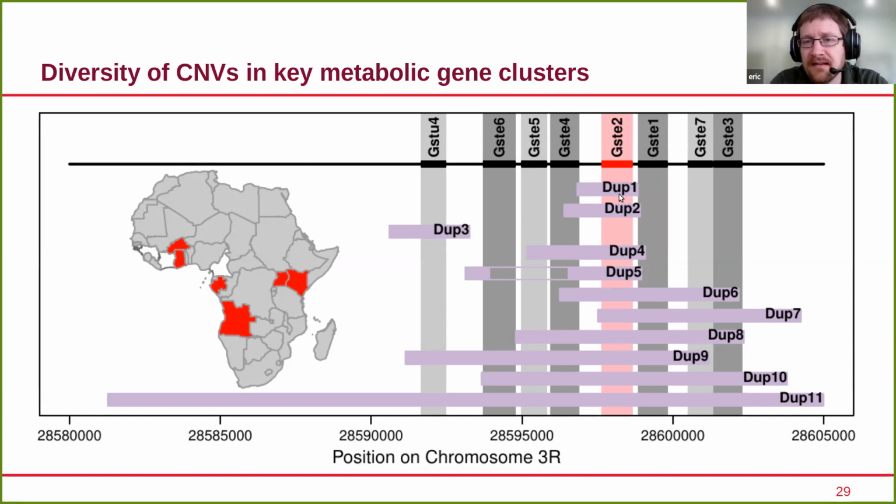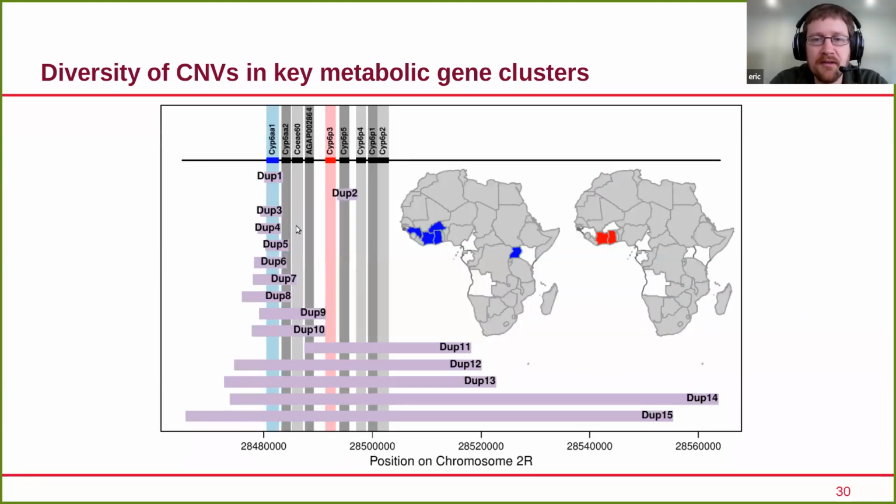And you can see that 10 out of the 11 CNVs all cover GST2, which is not something you can say about any of the other genes in the cluster. So we again have a real concentration of CNVs in this gene most strongly associated with resistance. And we found the same thing in other clusters. So this is the CYP6P, CYP6AA cluster. And this is the gene that's most strongly associated with resistance in the literature. And we found 5 different CNVs covering this gene.